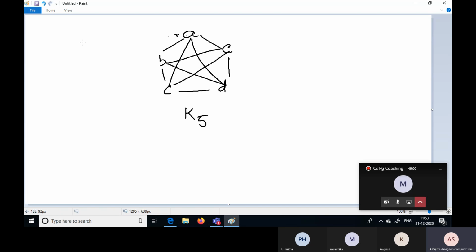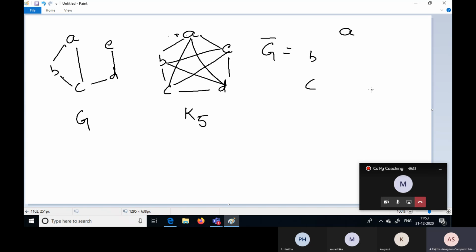This is the complete graph, and the given graph is like this: A, B, C, D, and next this is the given graph. Okay, this is the given graph. Then what is the G complement? All vertices are there: A, B, C, D, E.